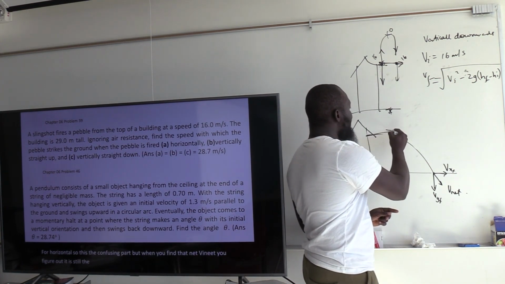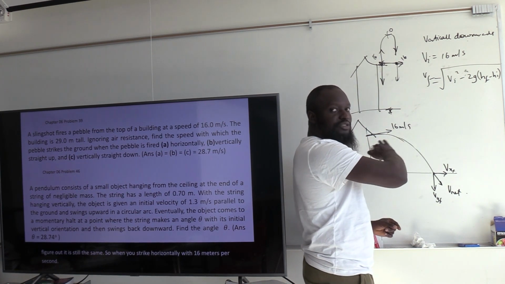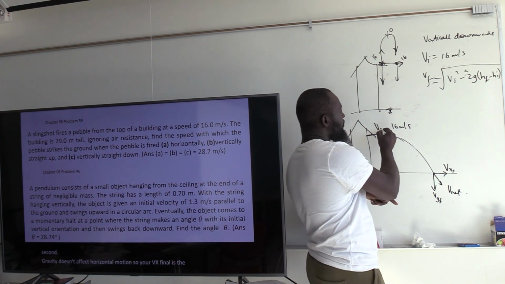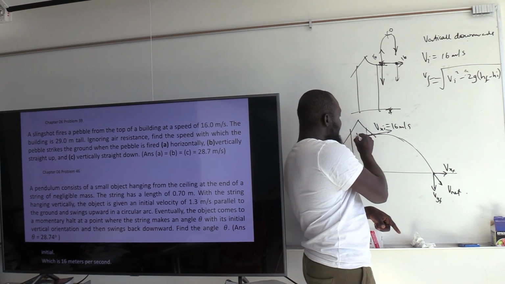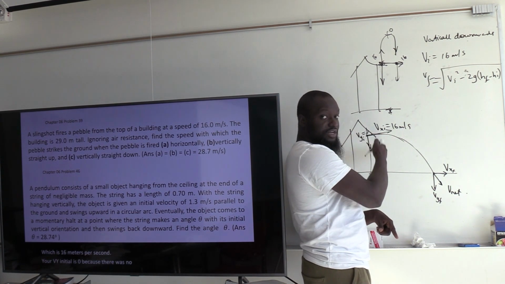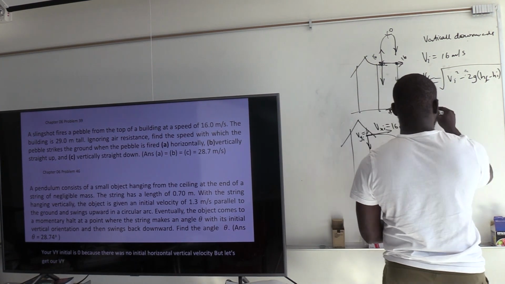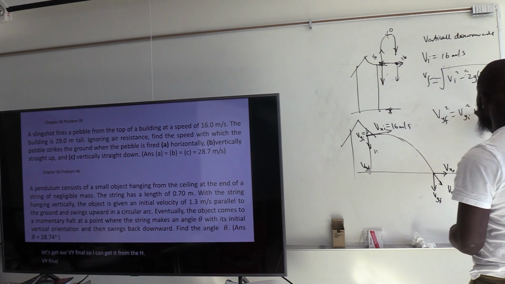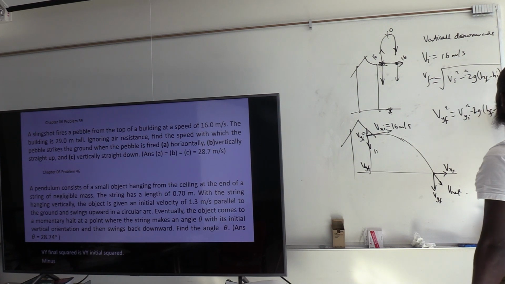So when you strike horizontally with 16 meters per second, gravity doesn't affect horizontal motion. So your Vx final is the same as your Vx initial, which is 16 meters per second. Your Vy initial is 0 because there was no initial vertical velocity. But let's get our Vy final. So I can get it from the H.